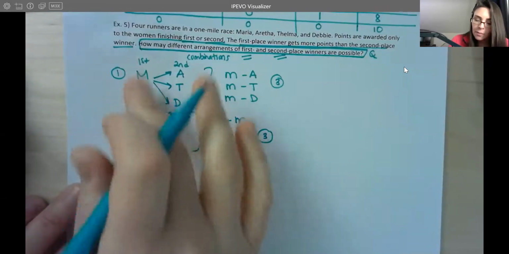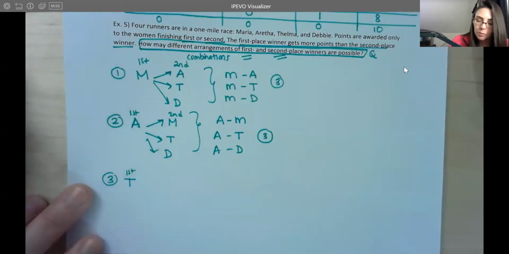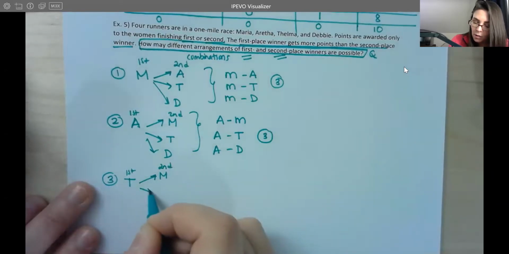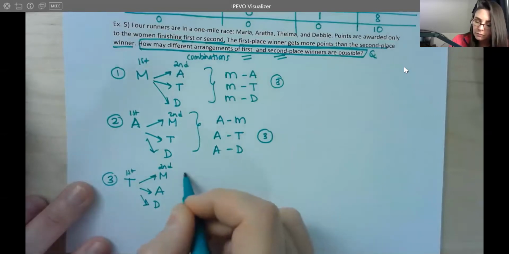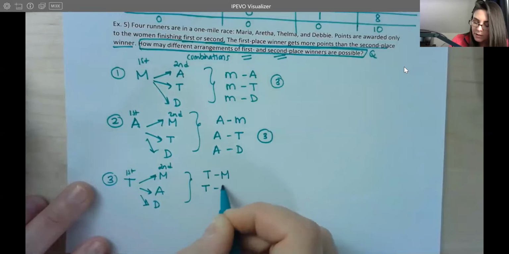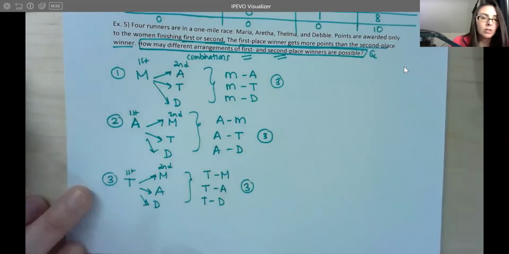All right, well, maybe it's not Maria or Aretha. Maybe it's Thelma. Maybe Thelma takes first place, and then maybe Maria takes second, or maybe Aretha takes second, or maybe Debbie takes second. So it could be Thelma first and Maria, Thelma first and Aretha, or Thelma first and Debbie. So I have another 3 combinations.